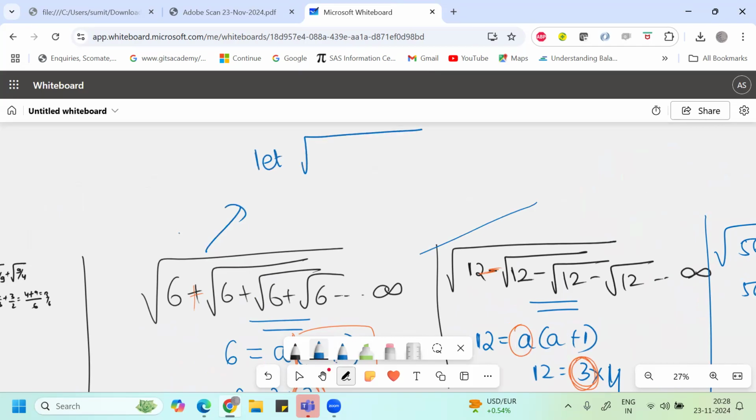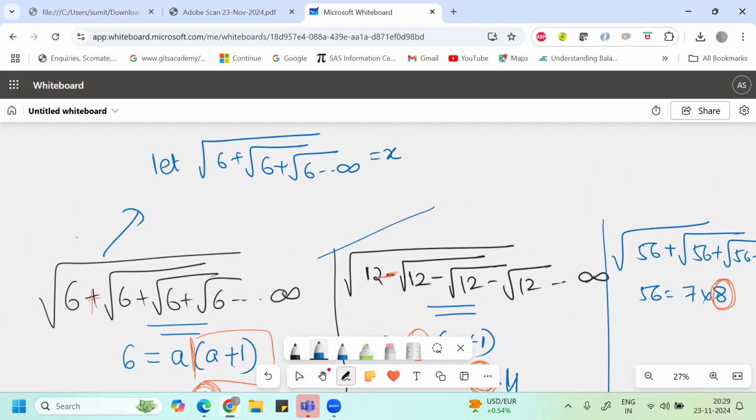Let this, root of 6 plus root of 6 plus root of 6, like this, be x. If this is equal to x, then I can write square root of 6 plus, and again the same thing starts. This I assume as x. So root of 6 plus x is equal to x. Are you getting this part, guys?